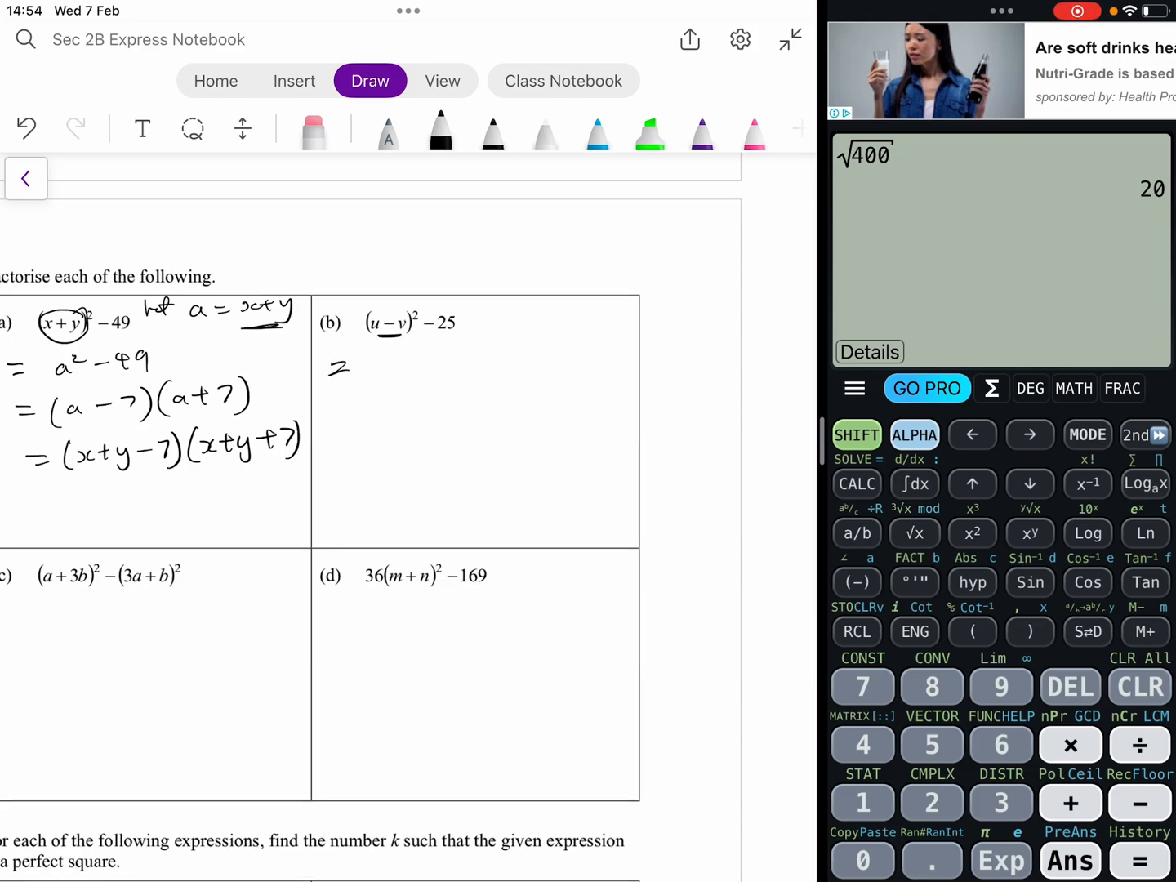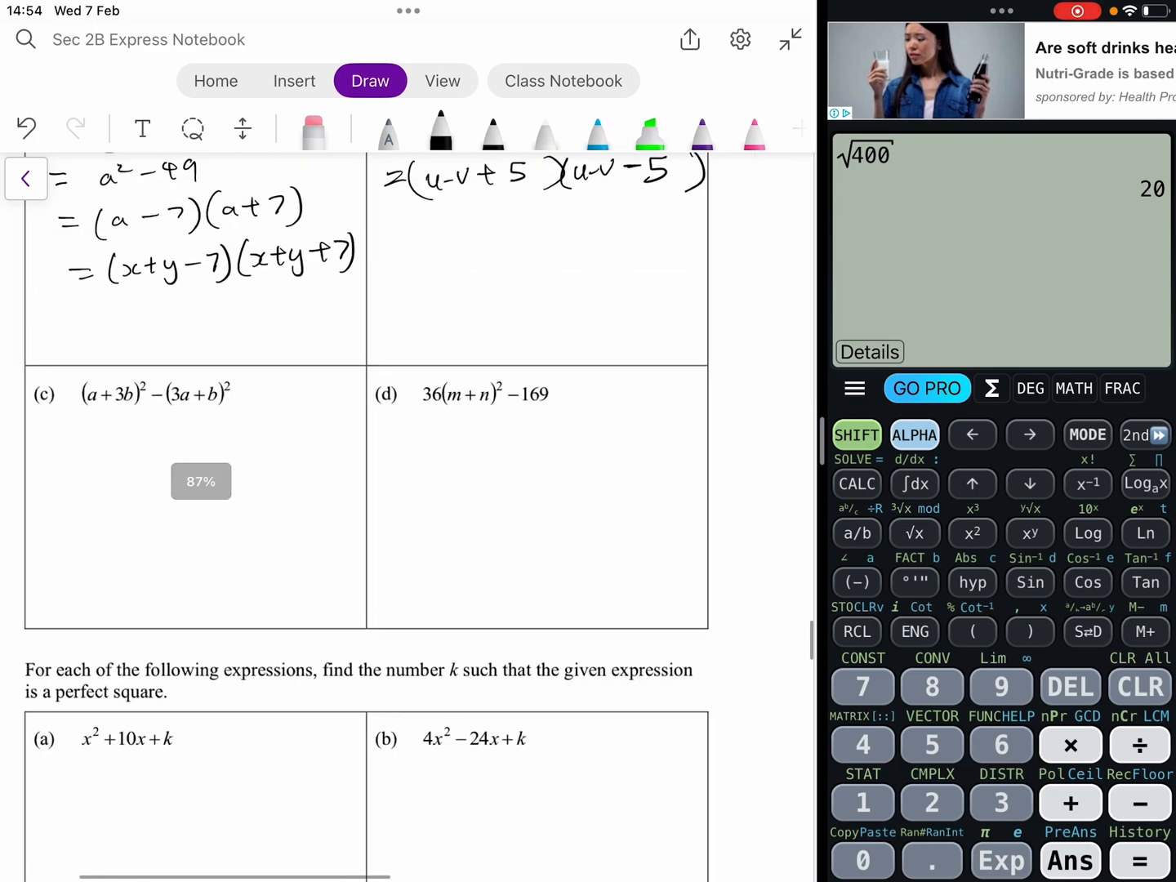Okay, so same thing here. If this is a single term, I split it apart. I get u minus v. One is a plus, square root of 25 is 5. One is a minus, square root of 25 is 5.